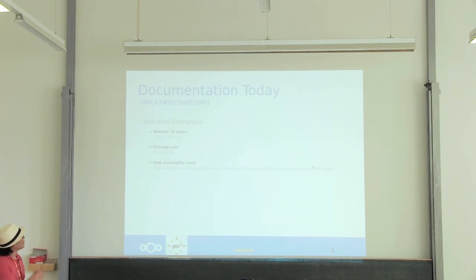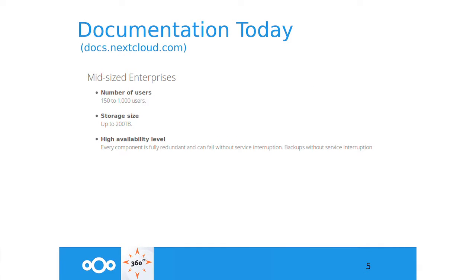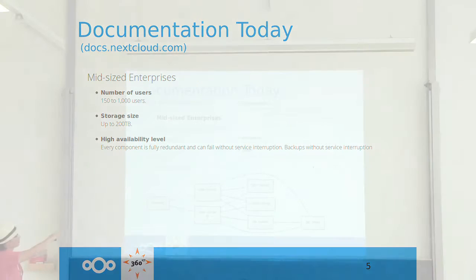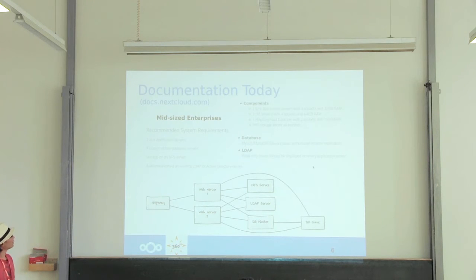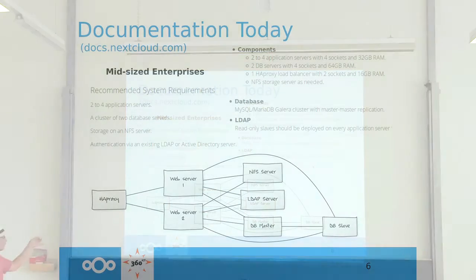If you go to the next step, that's a midsize deployment. It's a little bit bigger: 1,000 users, 200 terabytes. You can also see in the picture that there are a lot more servers. It has two web servers, a storage server pictured as the NFS server, and it's tied to an LDAP server for identity. It has two database servers, and also not to forget a load balancer on front, actually a software load balancer. I think most of you know it, right?